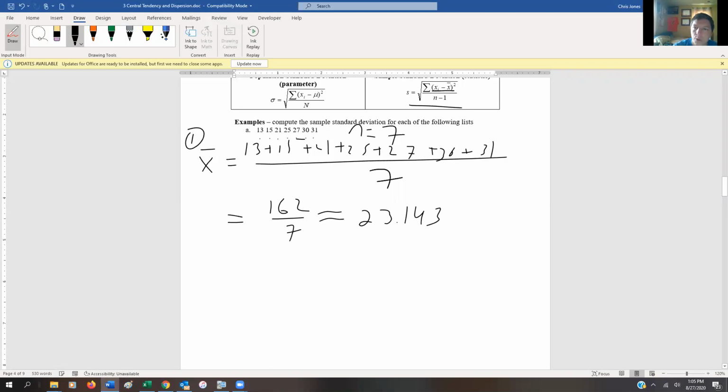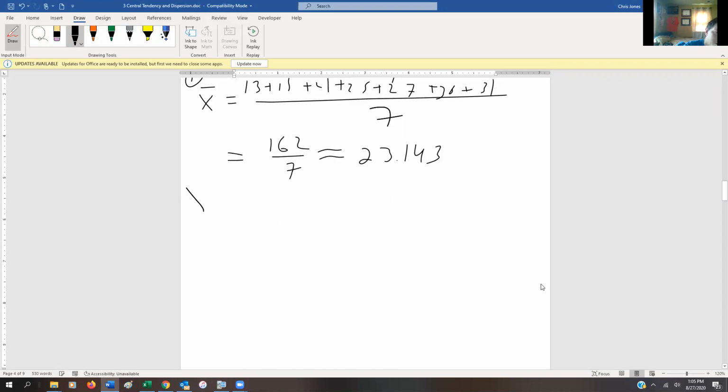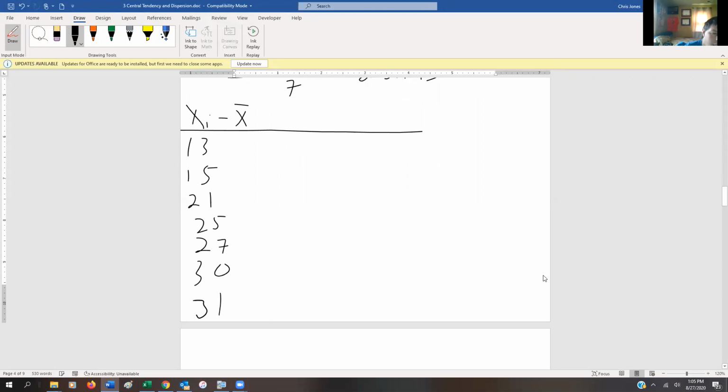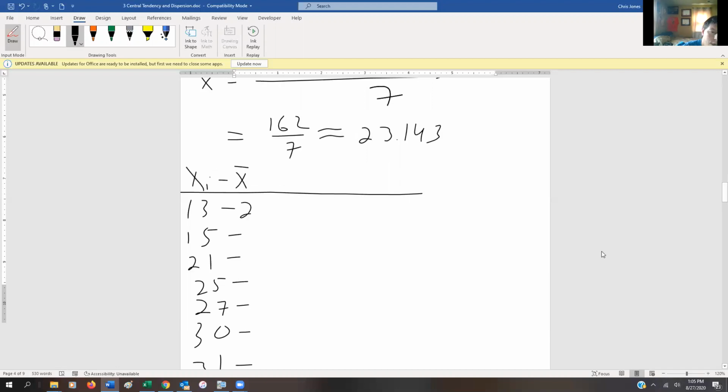All right, you always want to do what's in the parentheses first. In this case, we computed x bar. Now we have to compute x sub i minus x bar. And what that means is that we're going to take all 7 of those observations, so 13, 15, 21, 25, 27, 30, and 31. And from that, we're going to subtract the mean, which is 23.143. And now you can see that this is pretty taxing to do by hand.